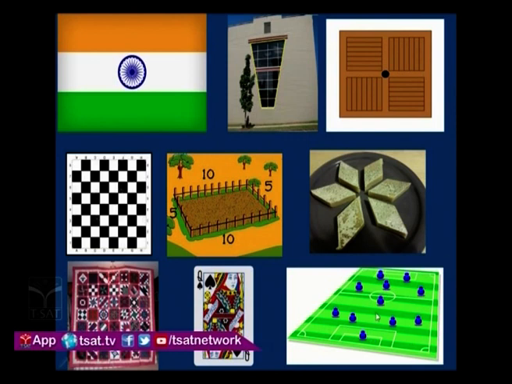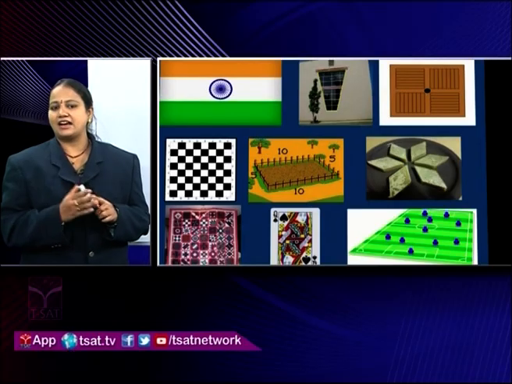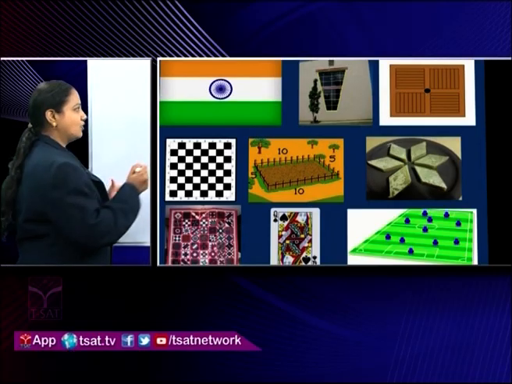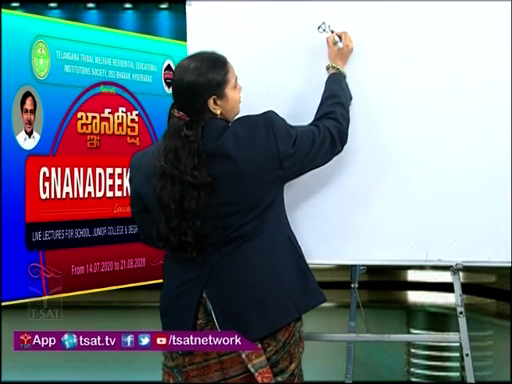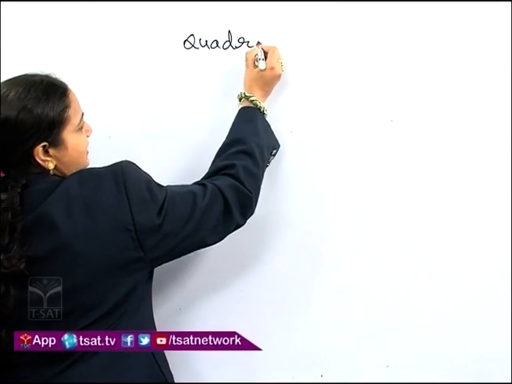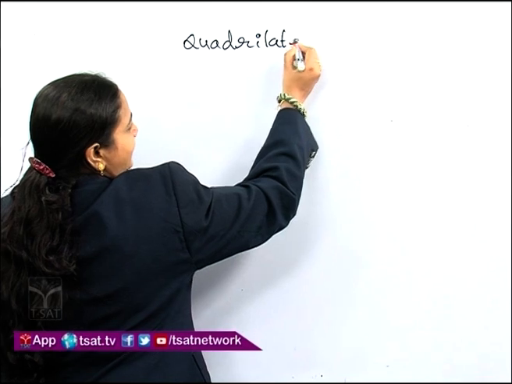All these figures have some common property. Children, can you identify what that property is? What is common for all those figures? All those figures are four-sided polygons. Do you remember polygons, children? Here all are having four sides. So all these four-sided polygons are called quadrilaterals. Today's topic is quadrilaterals.